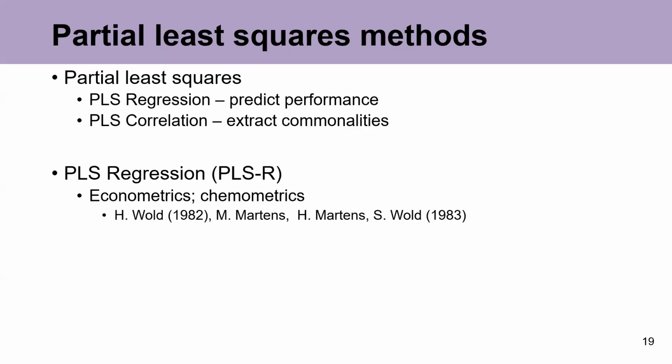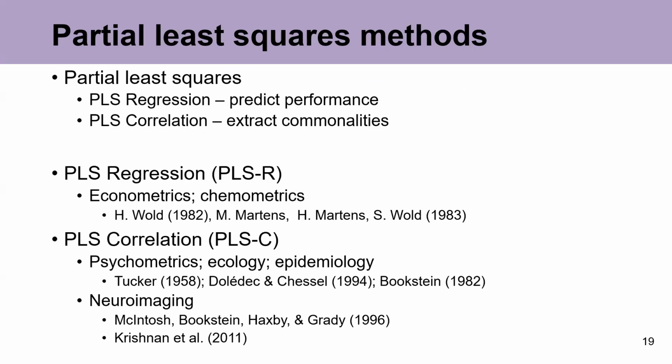Just quickly, PLS regression comes from the econometrics and chemometrics fields. Partial least square correlation comes from psychometrics, ecology, and epidemiology, and was then proposed for neuroimaging by Randy McIntosh from Baycrest in 1996. There's a very nice summary by Krishnan et al. in 2011 that I highly recommend.